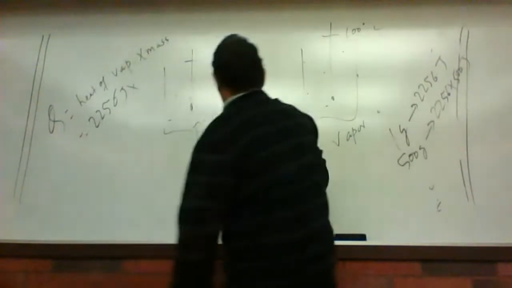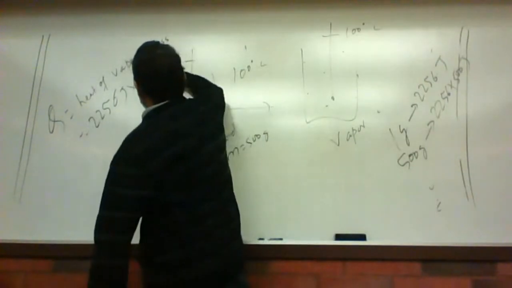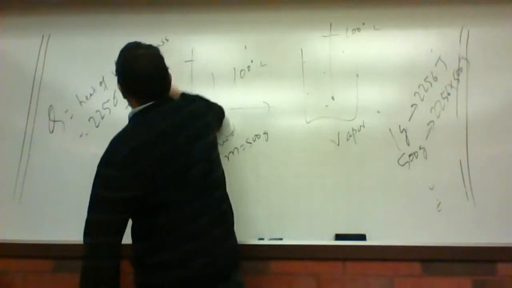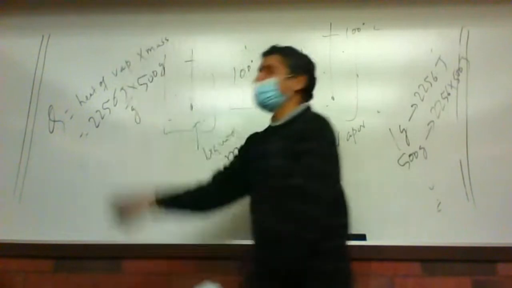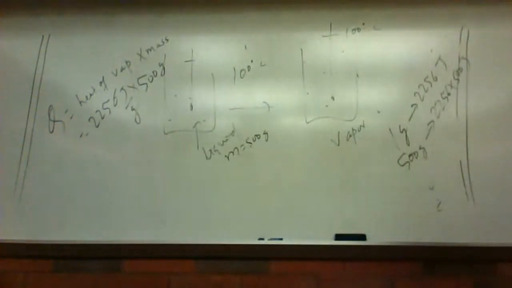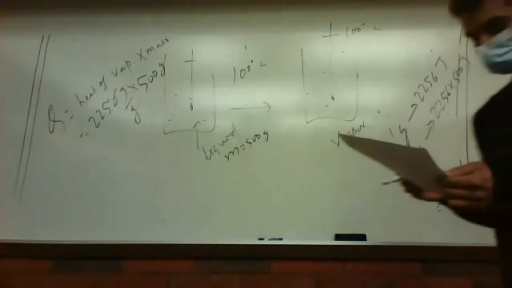Mass is... I have 500 joule per gram. So gram here, gram cancel. You can do also this one. It's the same thing. Just multiply, right? 1 gram needs that much. 500 gram would need a lot, right? So we multiply that one.